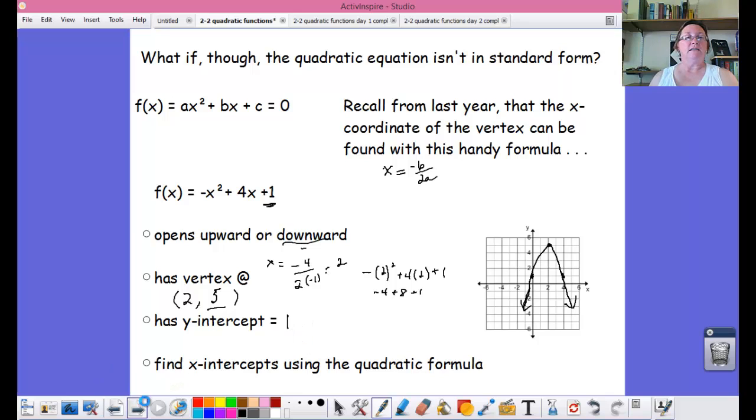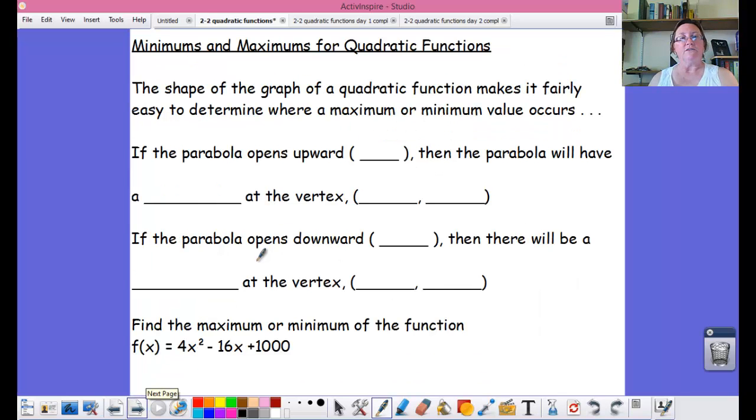All right, I'm going to ask you to think just a tiny bit about maximums and minimums for quadratics. And it is easy to decide if it has a max or a min, because if it's opening upward, that is, if a is positive, then the parabola will have a minimum. It's going to have a bottom of the basket. And that minimum will occur at the opposite of b over 2a, that's the x-coordinate, and then the value of the function at that point. And that's just what we did a moment ago.